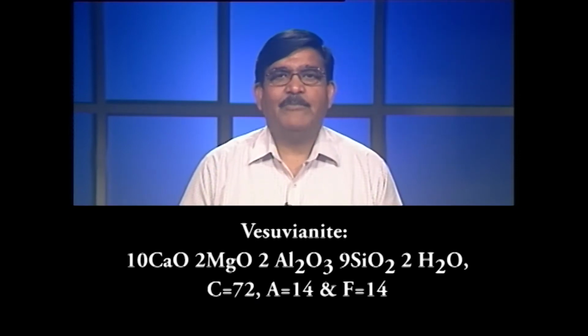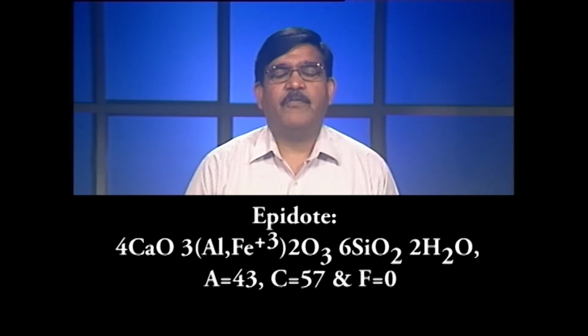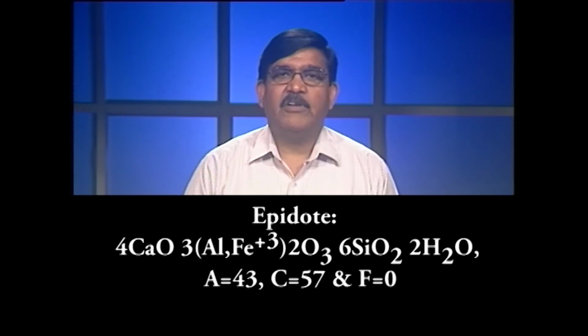The next mineral is vesuvianite. The chemical formula is 10CaO, 2MgO, 2Al2O3, 9SiO2 and 2H2O. Therefore, the value of C equals 72, A equals 14 and F equals 14. Epidote, the chemical formula is 4CaO, 3(Al,Fe3+)2O3, 6SiO2, 2H2O. The value of A equals 43, C equals 57 and F equals 0.